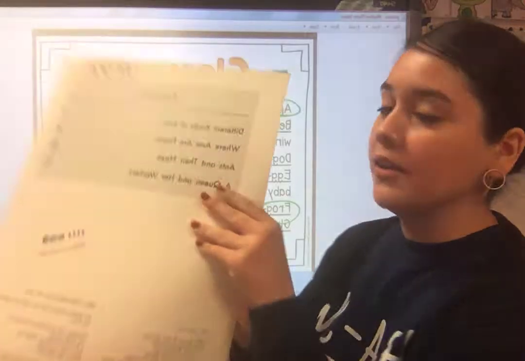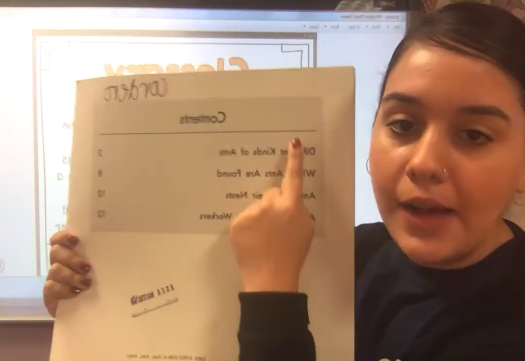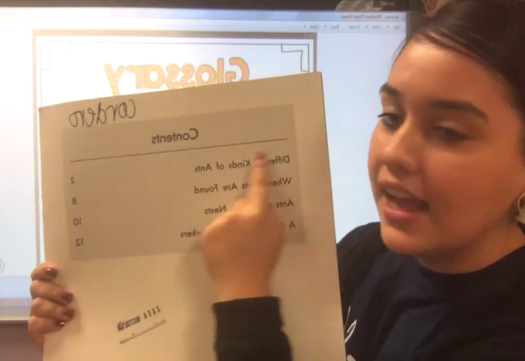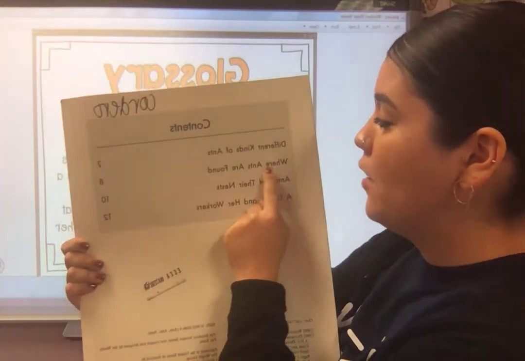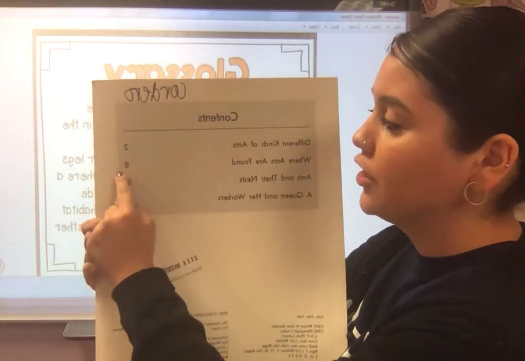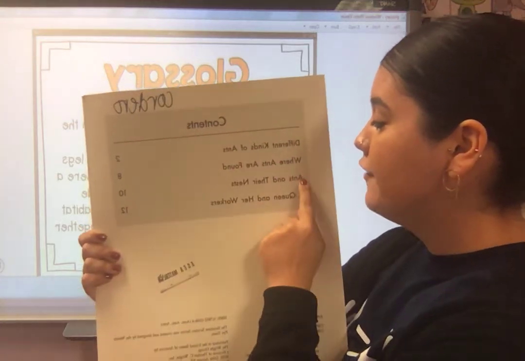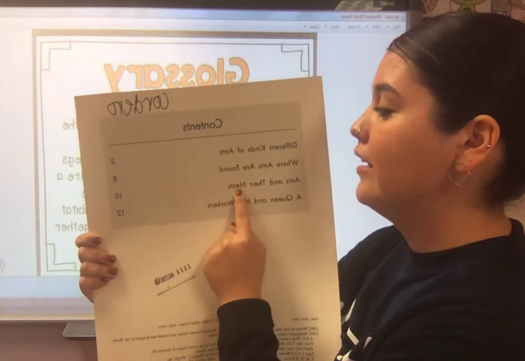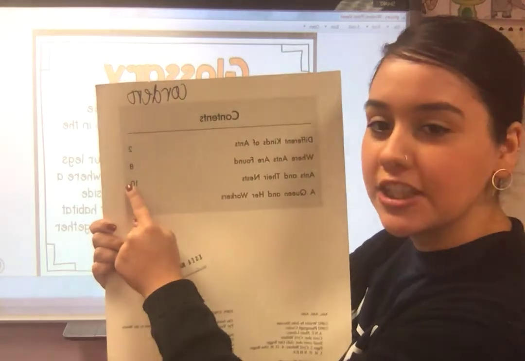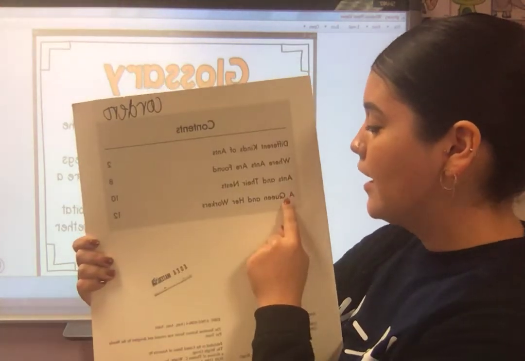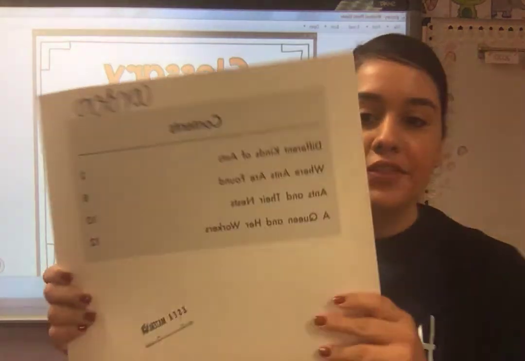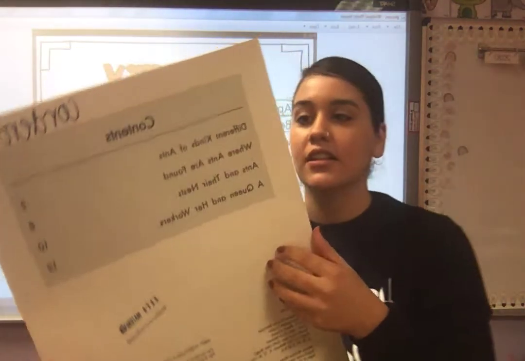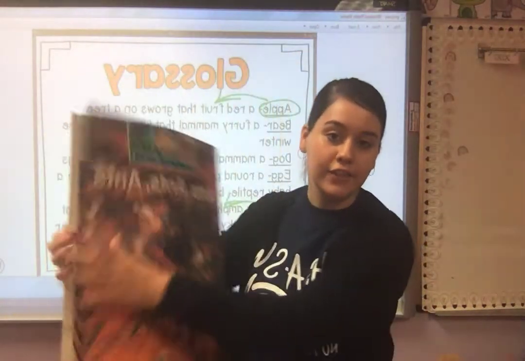So for example, if I want to learn about different kinds of ants, I know that I should go to page 2. If I want to learn about where ants are found, I should go to page 8. If I want to learn about ants and their nests, I go to page 10. If I want to learn about a queen and her workers, I go to page 12. This is what a table of contents looks like inside of these huge nonfiction books.